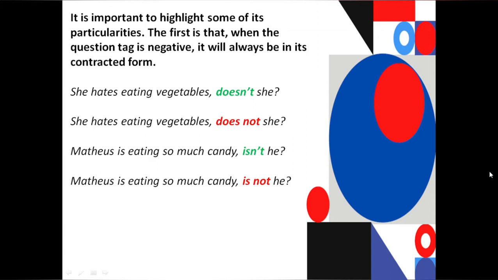Mateus is eating so much candy, isn't he? This is the correct form. I use isn't. I cannot say in any way, Mateus is eating so much candy, is not he? No, it's wrong. Okay, it's completely wrong. So whenever my tag question is in the negative form, I must use the contracted form. Okay, so doesn't, isn't, aren't, doesn't. Okay, always. I cannot use it separated. I must use the contracted form.